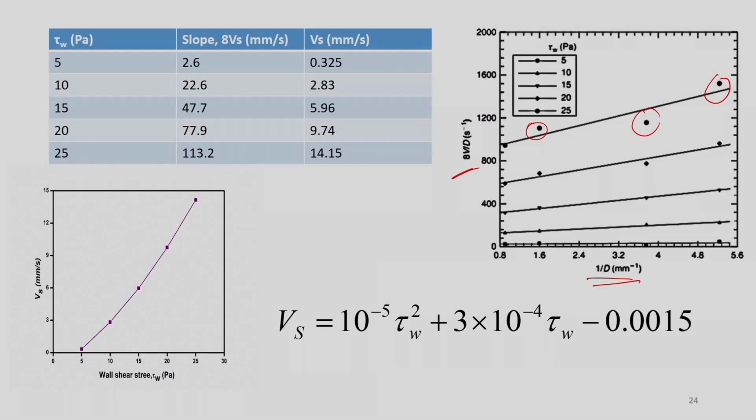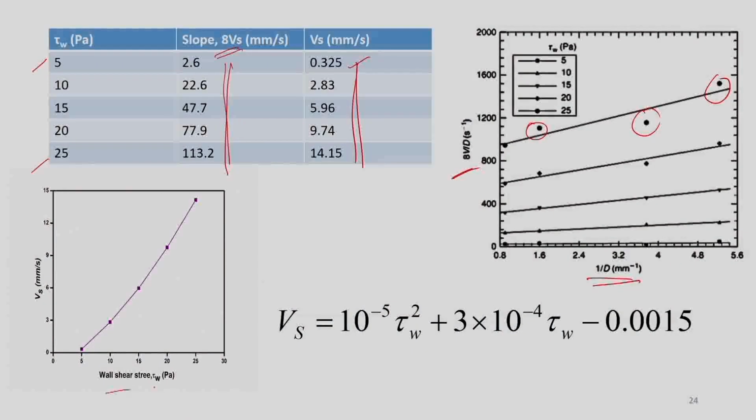Then what we have, we get the slope of each of these lines, 8V by d versus 1 by d for different tau w. When you plot, you get the slope of each line. So, slope is nothing but 8Vs. That 8Vs value for each tau w is given here. Corresponding Vs values are calculated and provided here. We can see from here that as the shear stress increases, the wall slip velocity becomes larger.